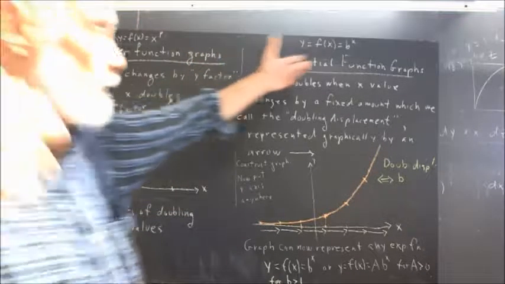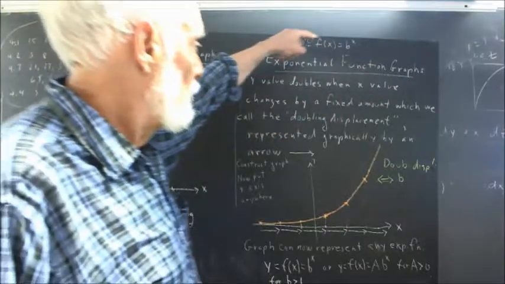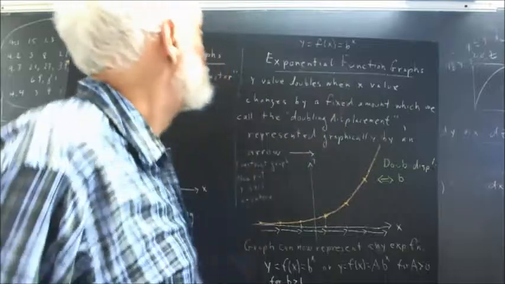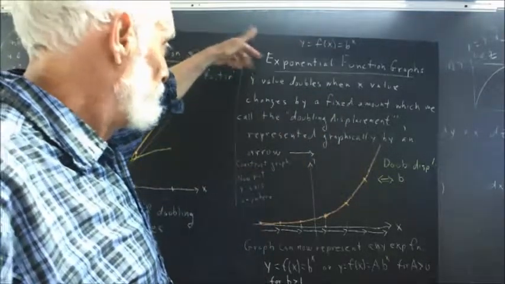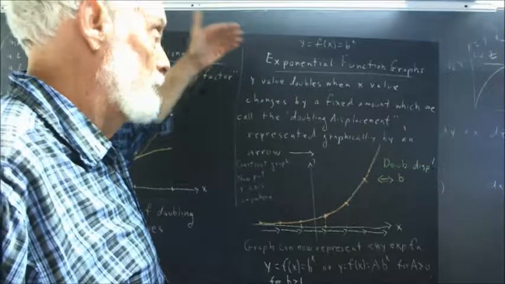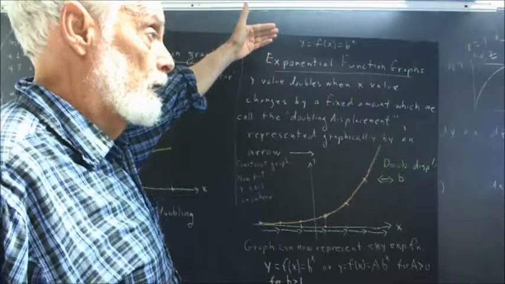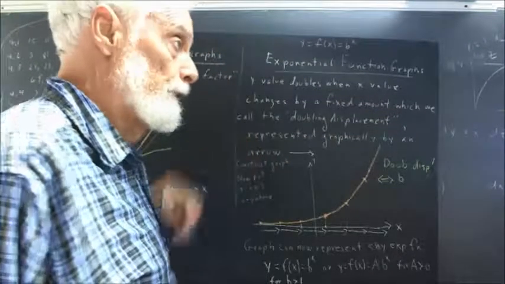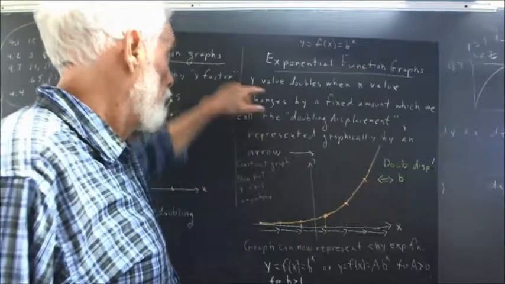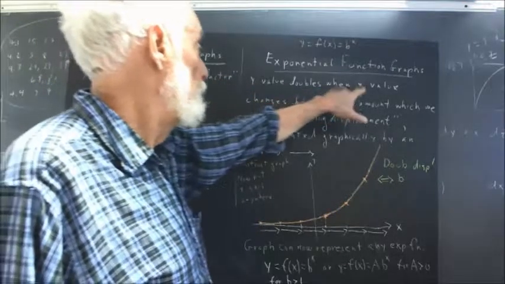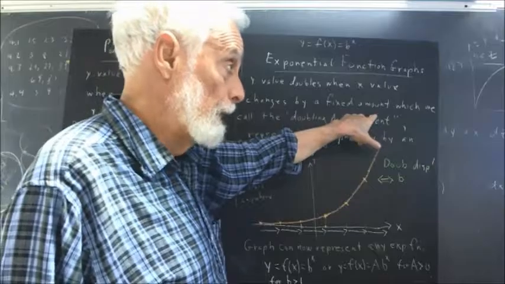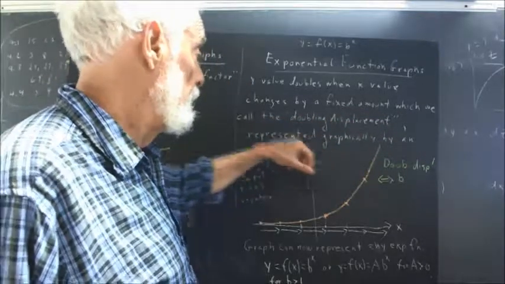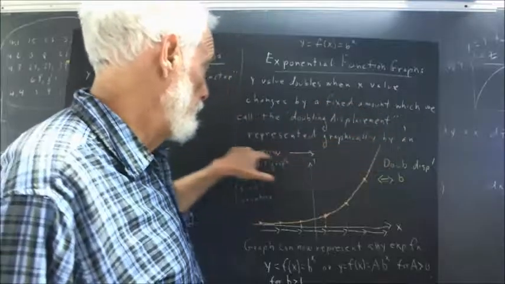Briefly, an exponential function has the form y equals f of x equals b to the x for some positive number b, and it has the rule that an exponential function can be defined as a function whose graph has this characteristic. The y value doubles when the x value changes by a fixed amount, and we're going to call that fixed amount the doubling displacement and represent it graphically by an arrow.